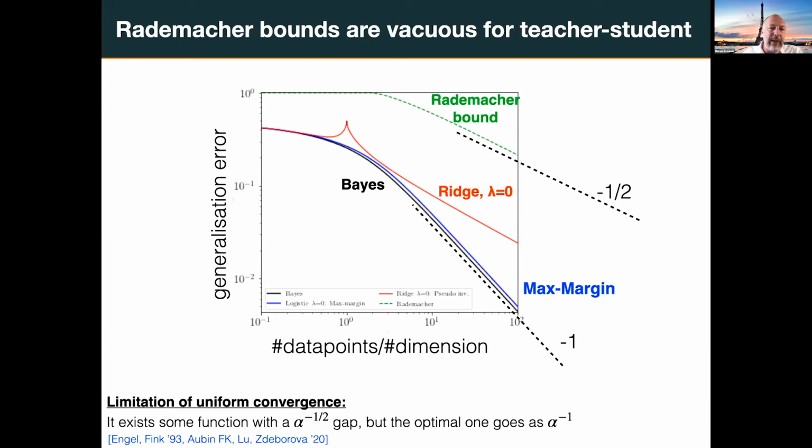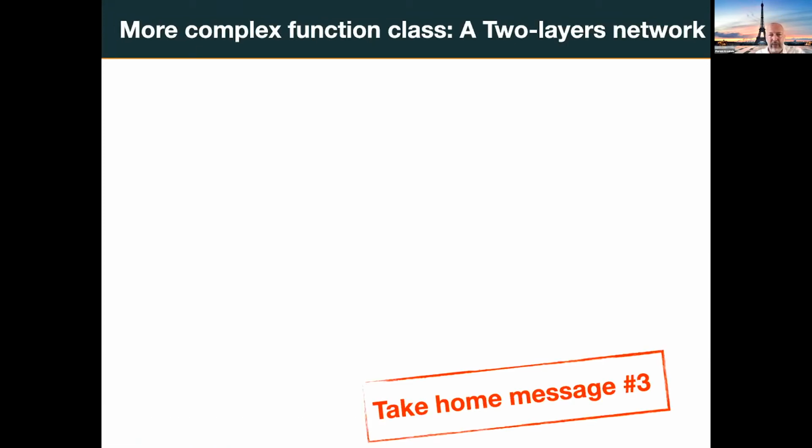And in fact, there was a very nice paper already in the physics community in '93 that showed this. The problem is, of course, the requirement of uniform convergence in the Rademacher bound, because there exists some function that gives you a 1 over square root of alpha gap. And if you want to be uniform, of course, you will fail this, and you will miss the fact that the optimal solution goes as 1 over alpha.